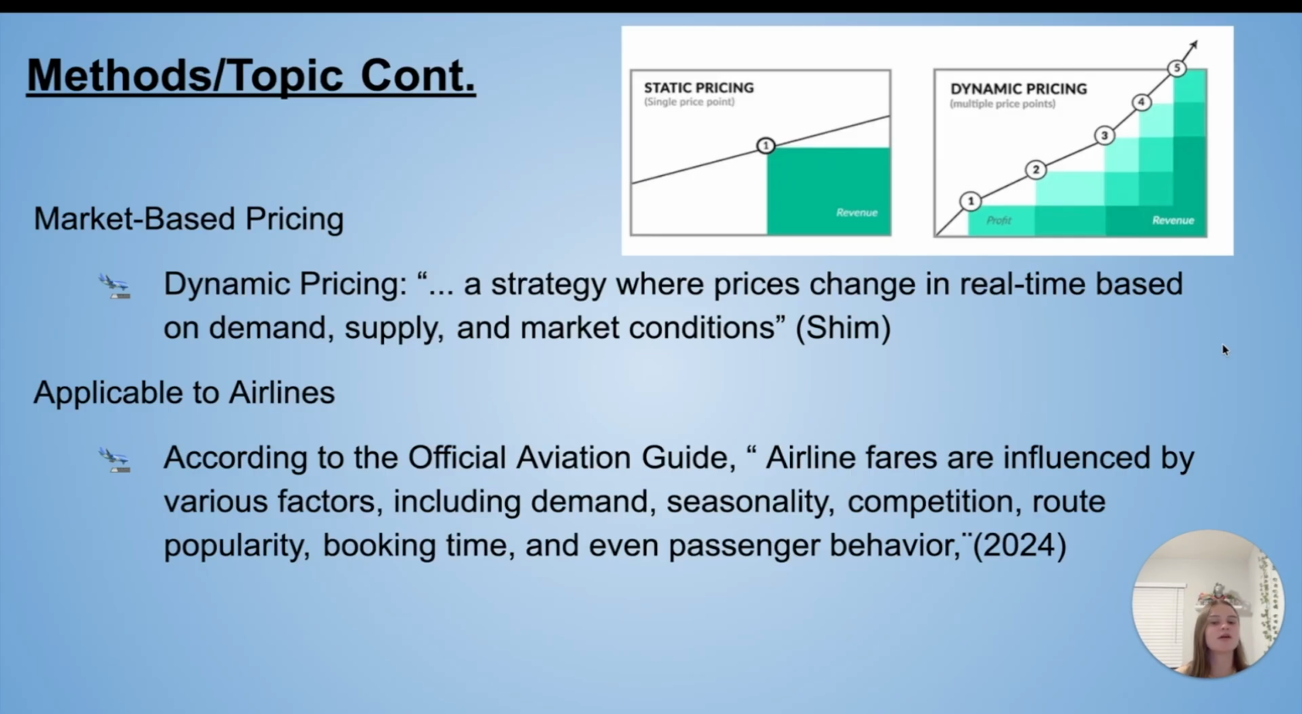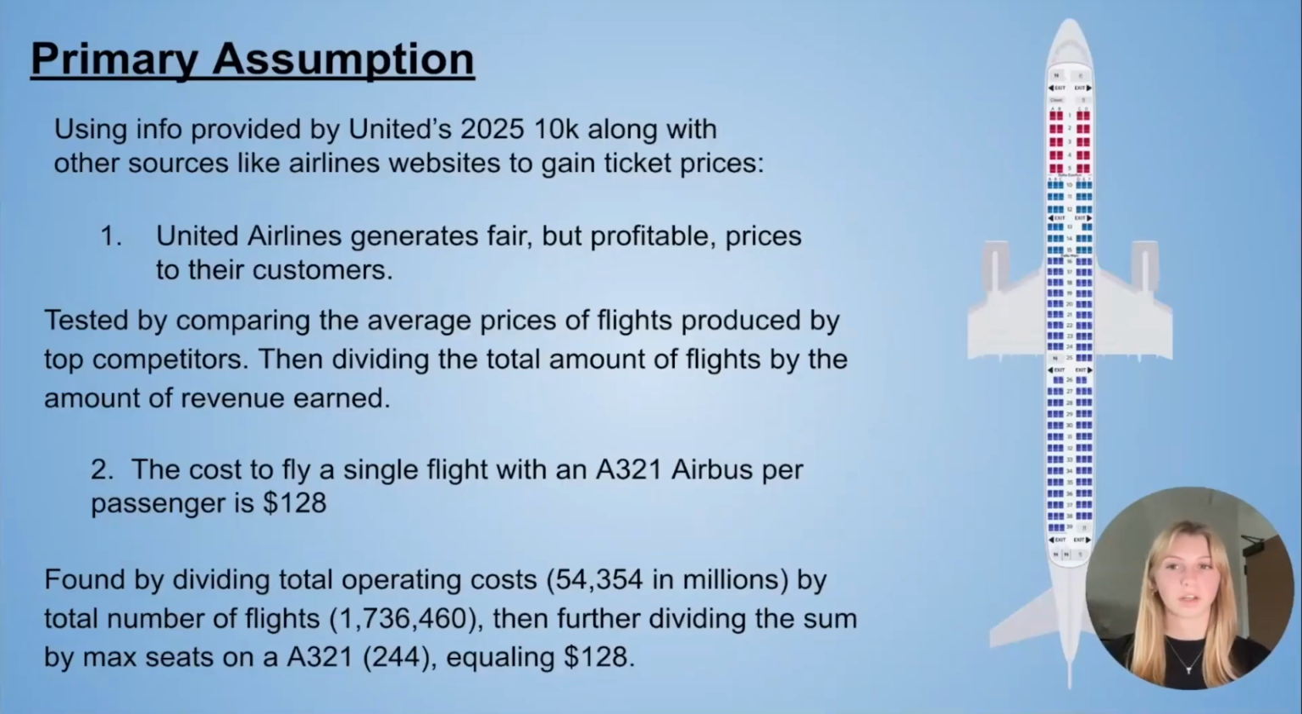According to the Official Aviation Guide, airline fares are influenced by various factors, including demand, seasonality, competition, route popularity, booking time, and even the passenger's own behavior. Our primary assumption was that United Airlines has not only competitive prices, but also fair prices for their customers. This was tested by comparing average prices of flights produced by other top competitors, and then dividing the total amount of flights by the total amount of revenue earned.